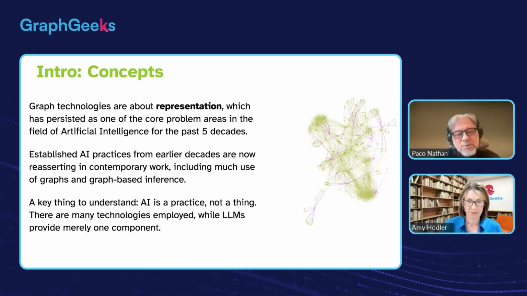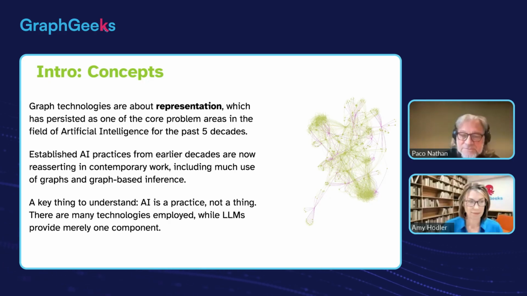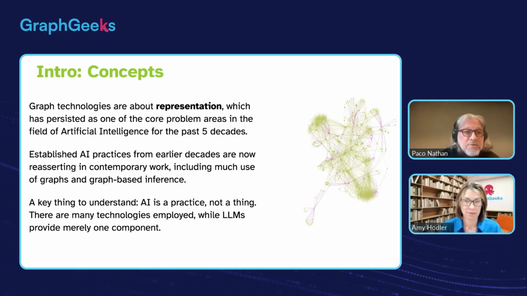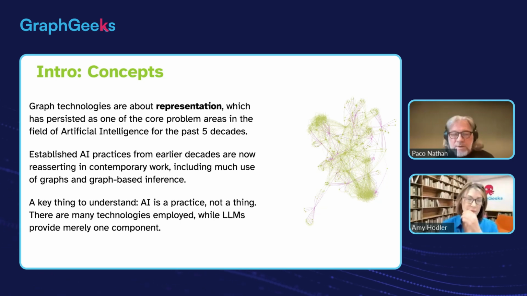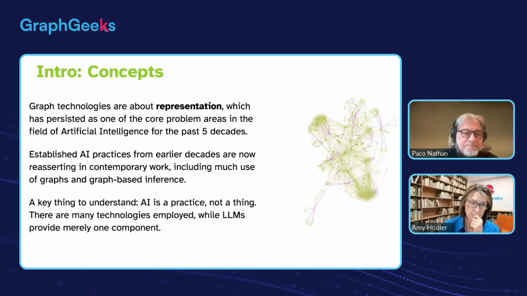AI is a practice. There are many different areas, and many different types of technologies employed. And typically, when you're talking about a practice like this, what I mean is it's a matter of groups of people and machines collaborating to come up with capabilities beyond what an individual would be able to do.